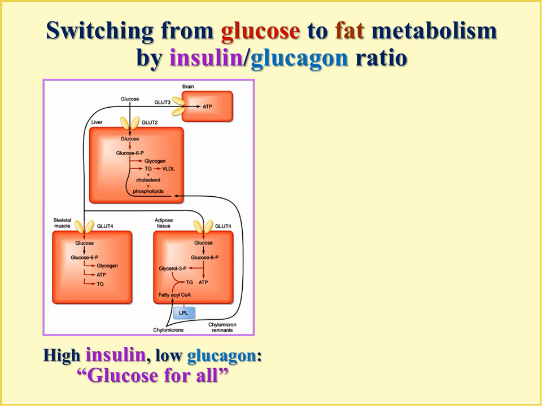Let's observe first what happens in the liver. The middle cell is the liver cell, and here there is a transporter which is different, not insulin-dependent, the GLUT2 transporter that allows glucose to move through the membrane.